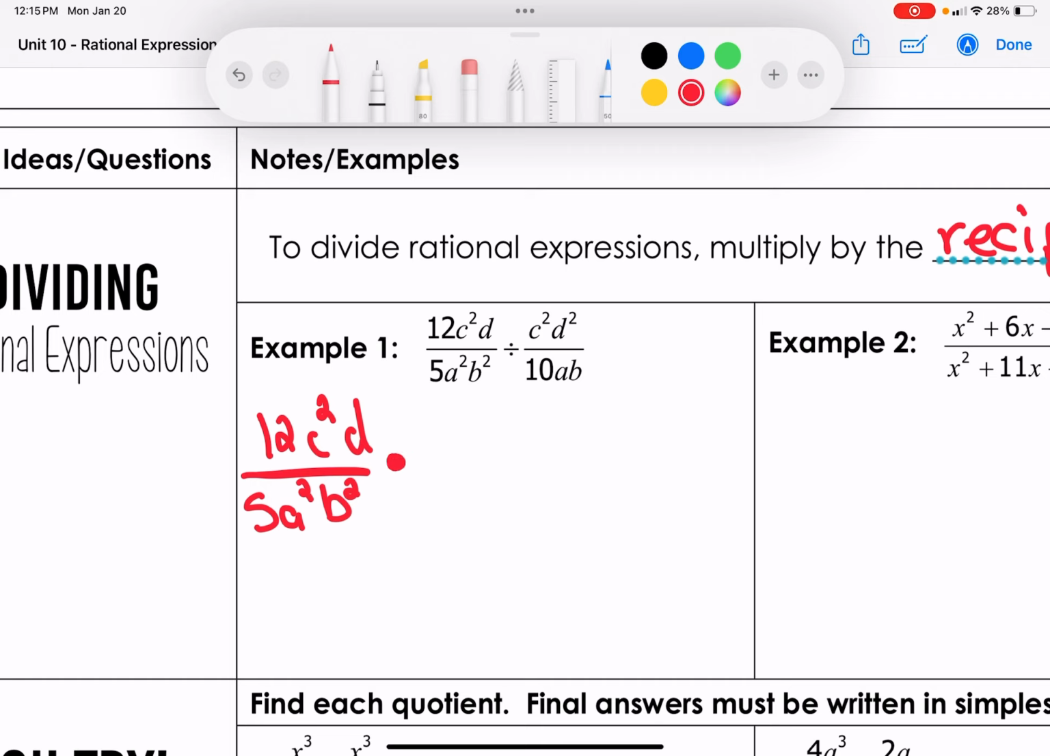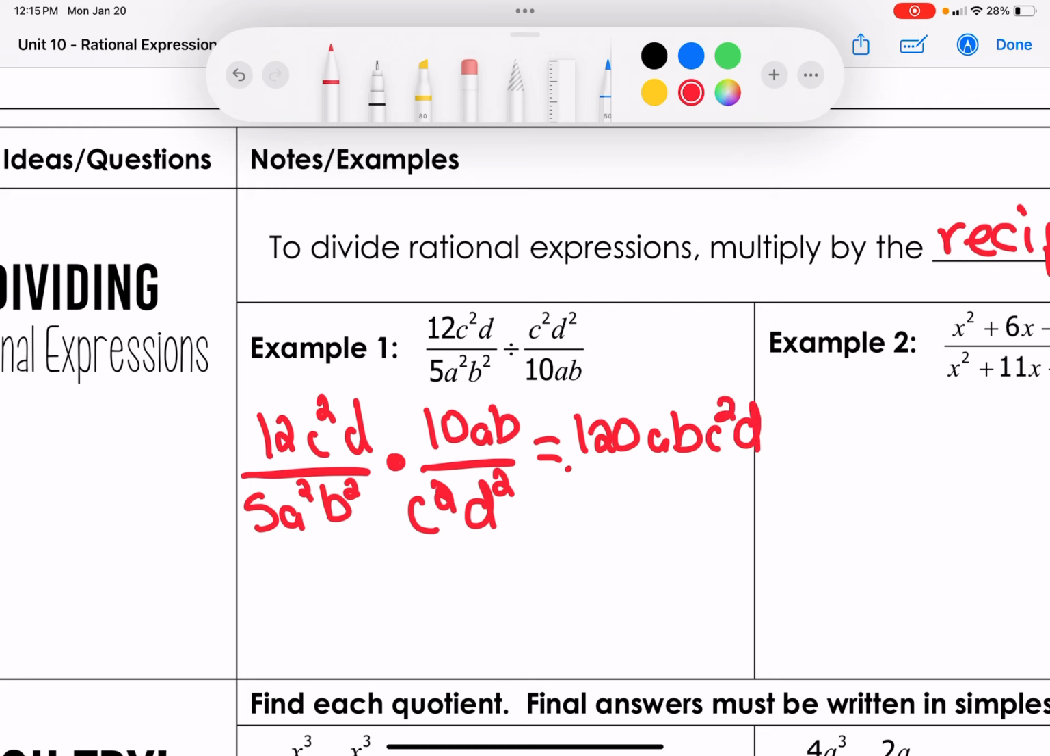So 12 times 10, that's 120. And then there's no a and b here, but there is an ab here. So I have a b c squared d over, now just multiply across. 5 times this invisible 1 gives me a 5. Then I got a squared b squared, and I got c squared d squared. So I'm just going to have a squared b squared c squared d squared.